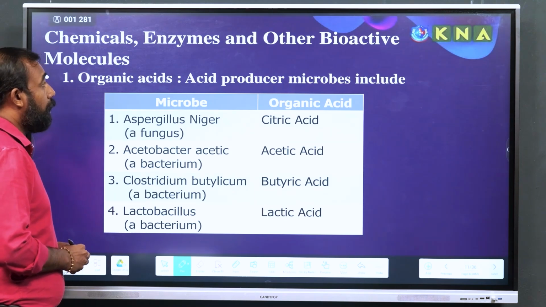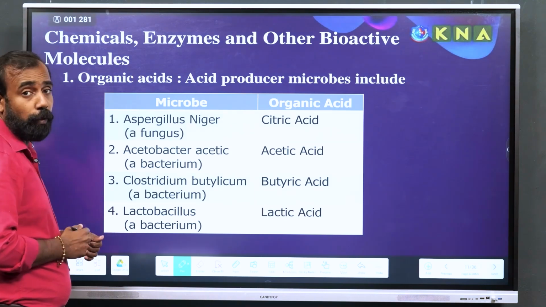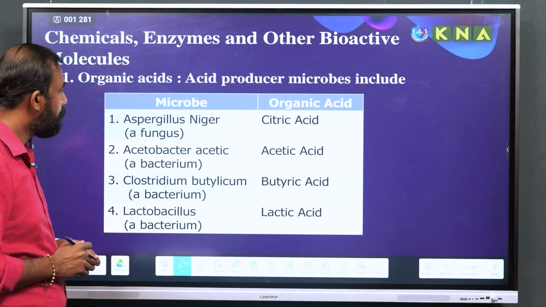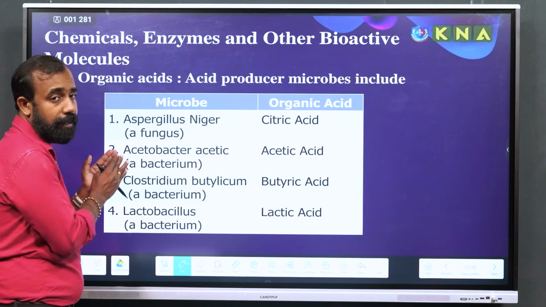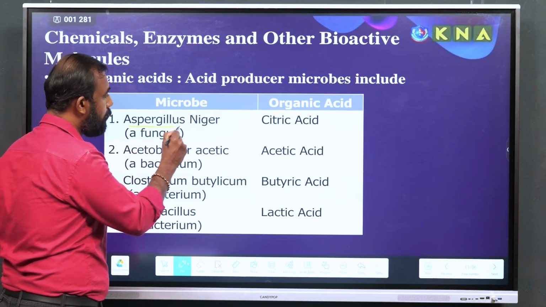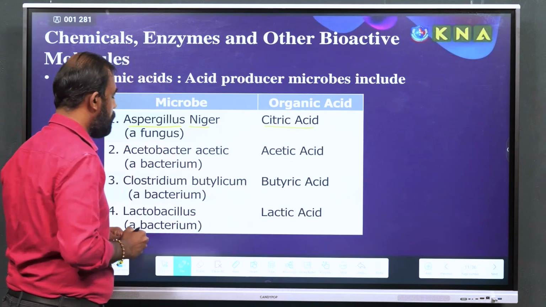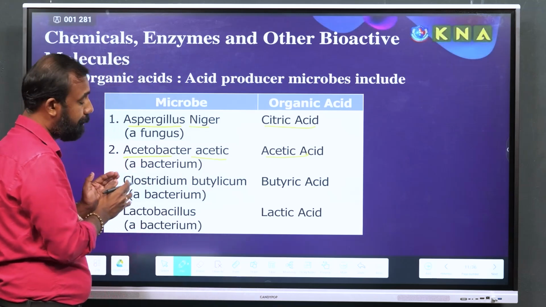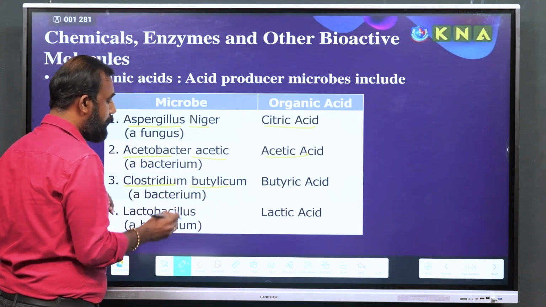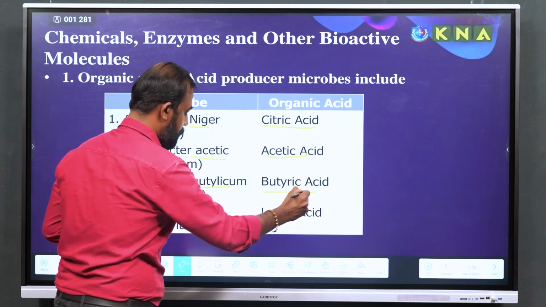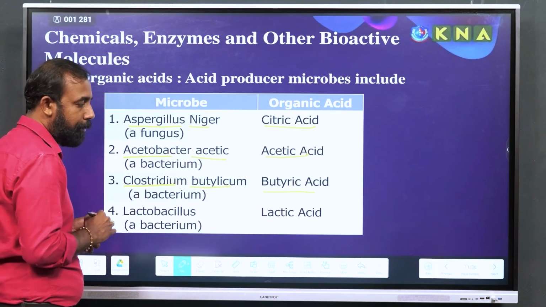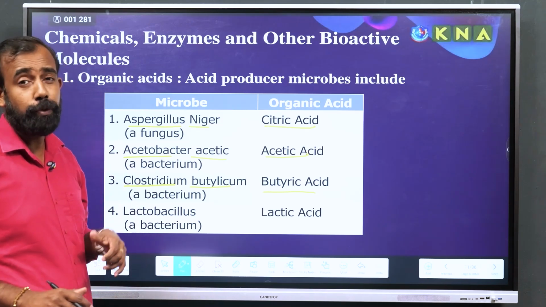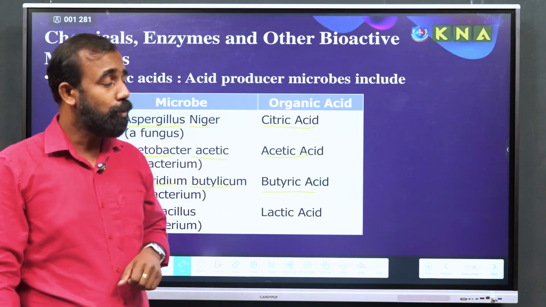Next, we are going to explain the production of organic acids. We use some microbes to produce some acids. Aspergillus niger, a fungus, is used to produce citric acid. Acetobacter aceti, a bacterium, is used to produce acetic acid. Clostridium butylicum, a bacterium, is used to produce butyric acid. Lactobacillus, a bacterium, is used to produce lactic acid. It's a very important table.